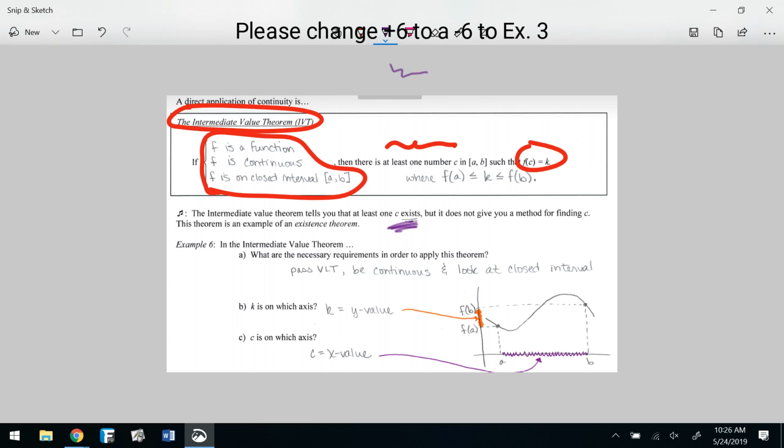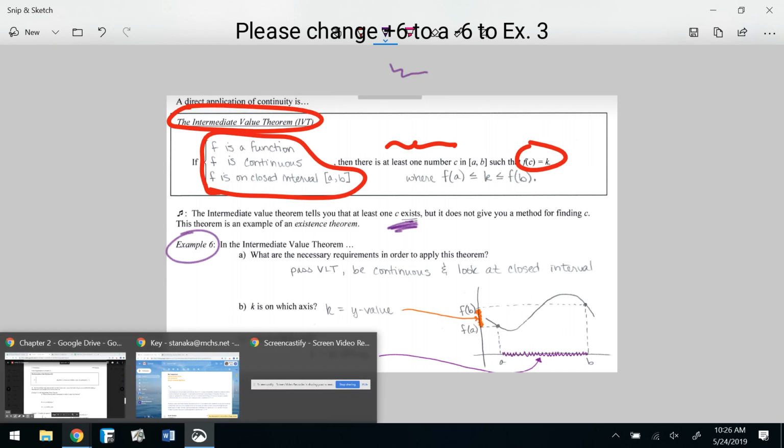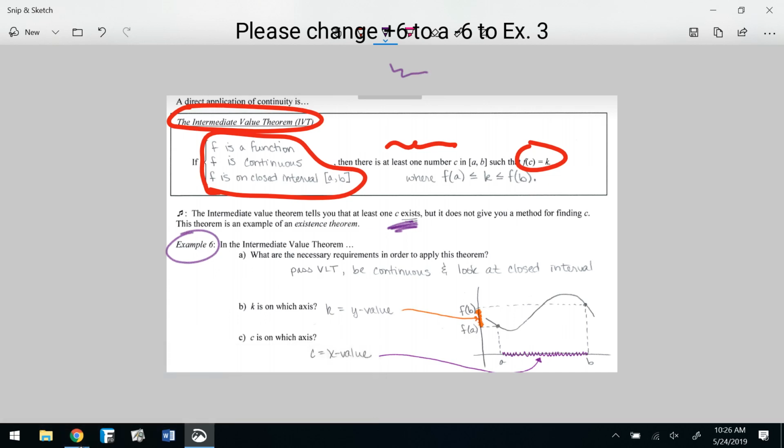Example 6, in the intermediate value theorem, what are the necessary requirements in order to apply this theorem? It's got to pass all of this. It's got to pass the vertical line test, making it a function. It's got to be continuous, and it has to be on a closed interval.